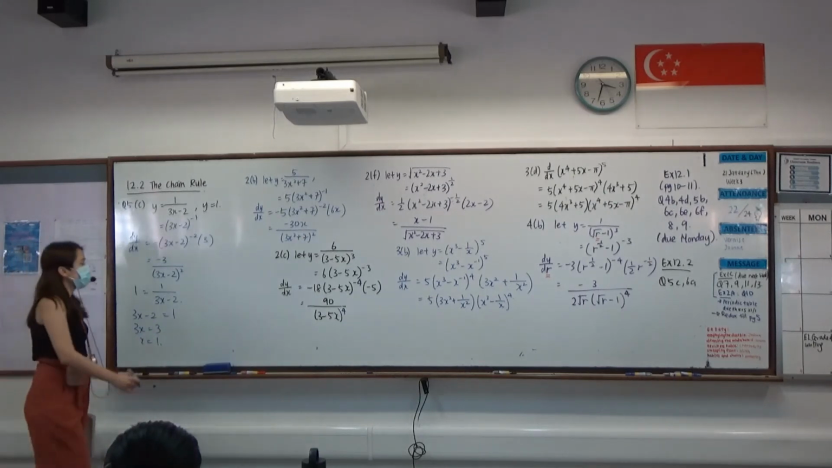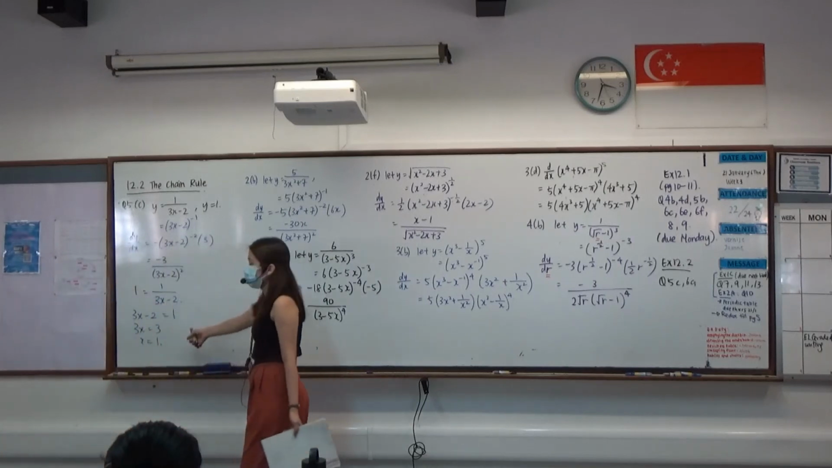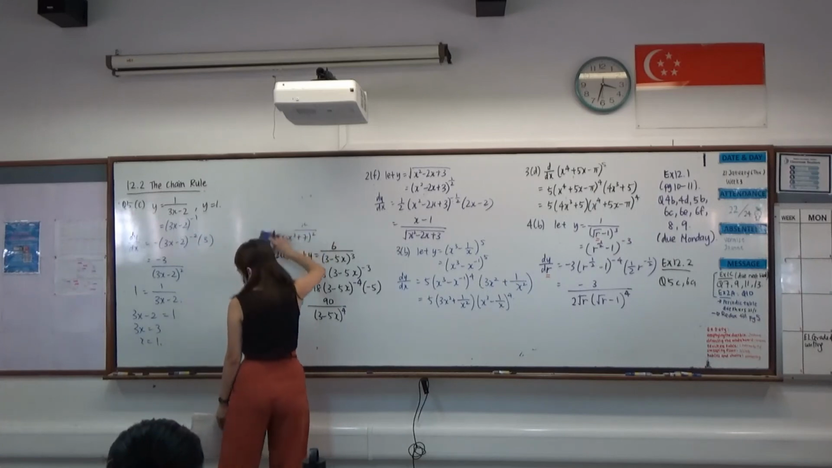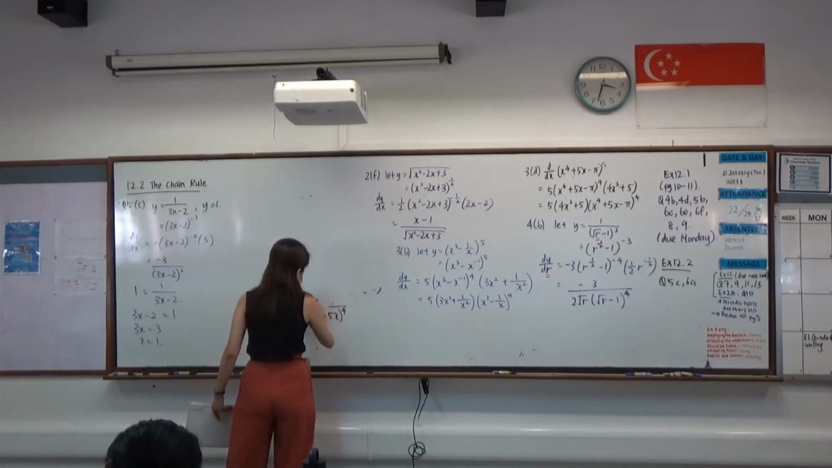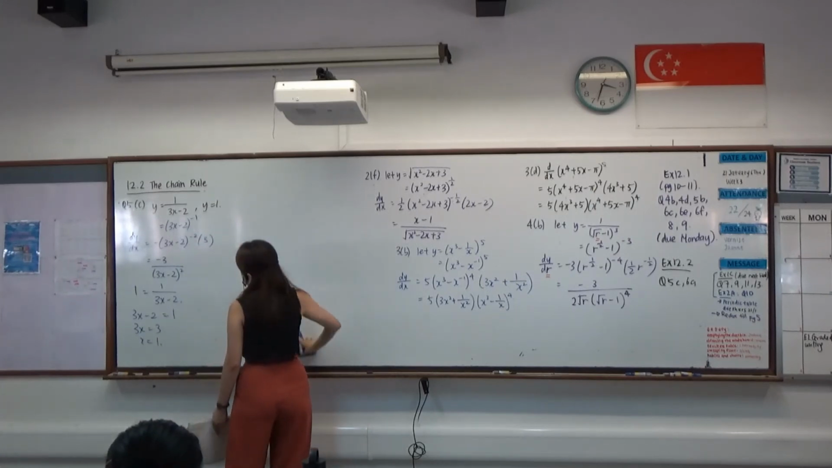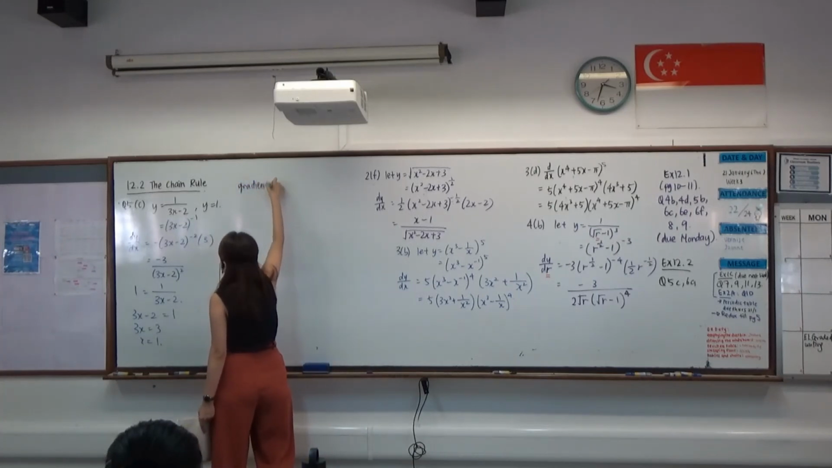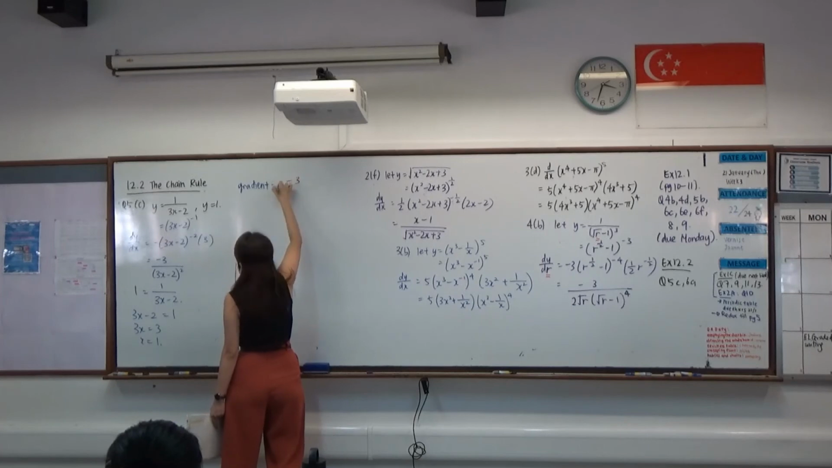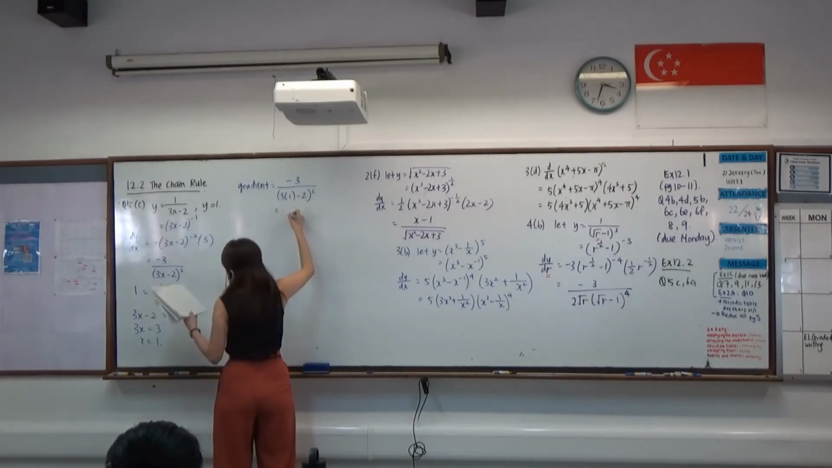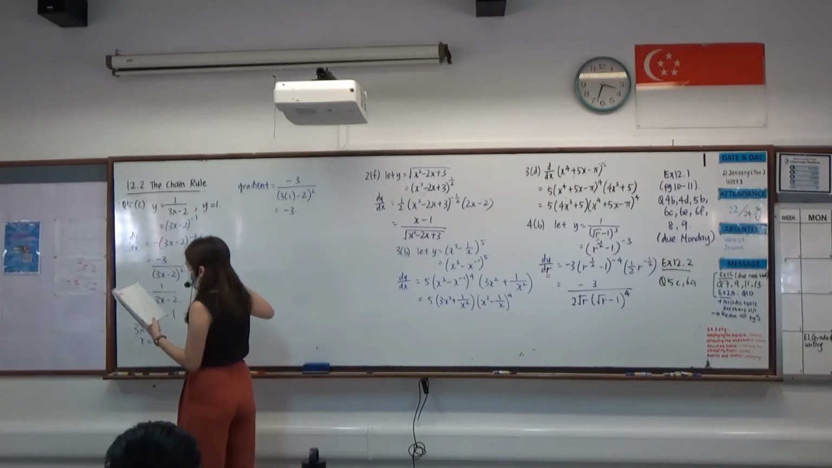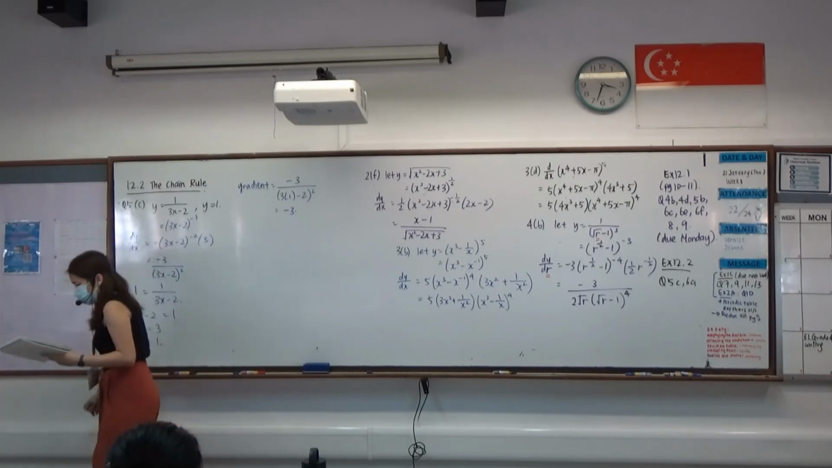Now that you found out the point itself is at (1, 1), the gradient would then be dy over dx where x is equal to 1. That is negative 3 over (3 times 1 minus 2) squared, and that is equal to negative 3. So the gradient is negative 3 at the point (1, 1).